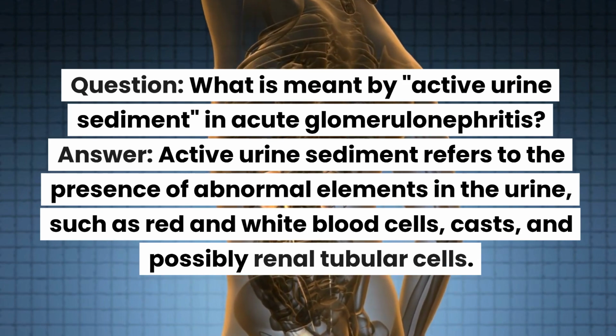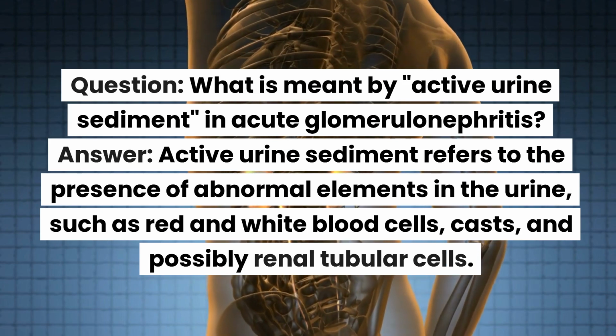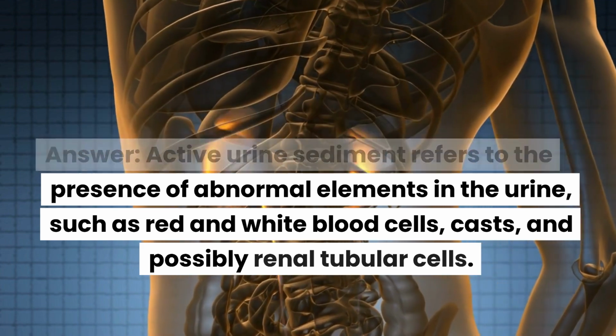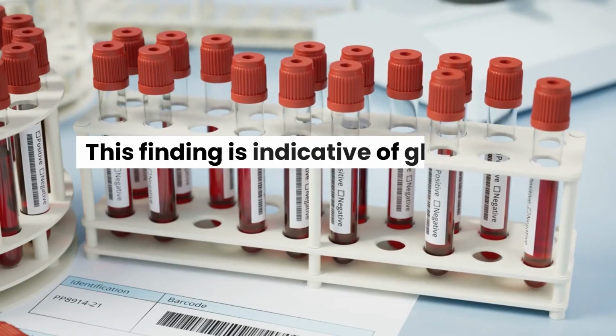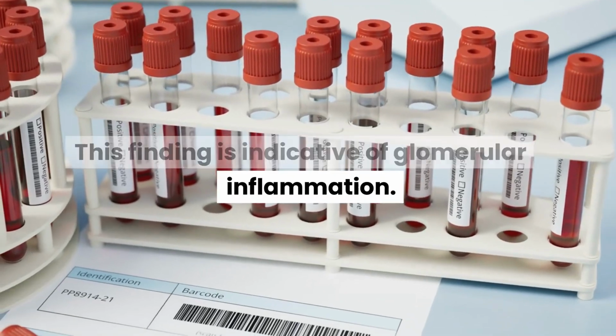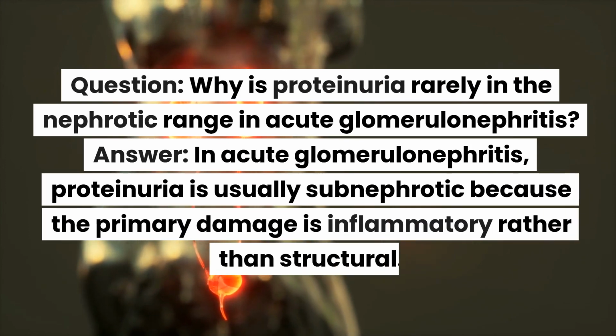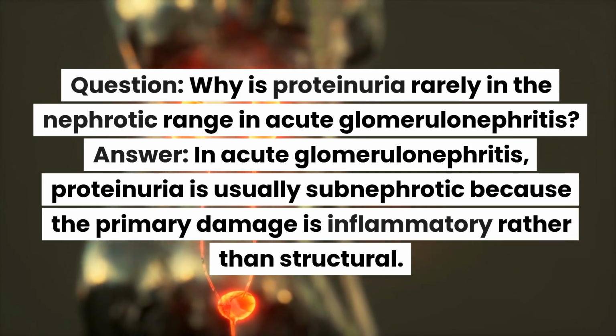Answer: active urine sediment refers to the presence of abnormal elements in the urine, such as red and white blood cells, casts, and possibly renal tubular cells. This finding is indicative of glomerular inflammation. Question: why is proteinuria rarely in the nephrotic range in acute glomerulonephritis?